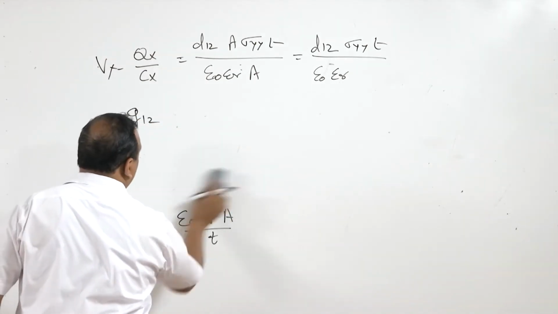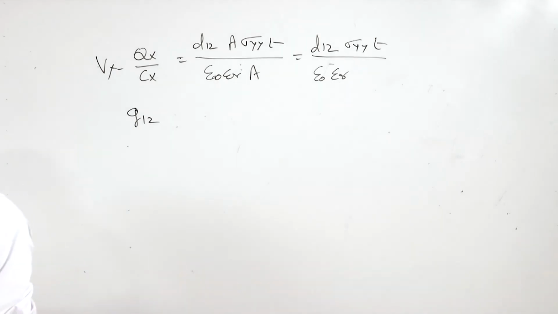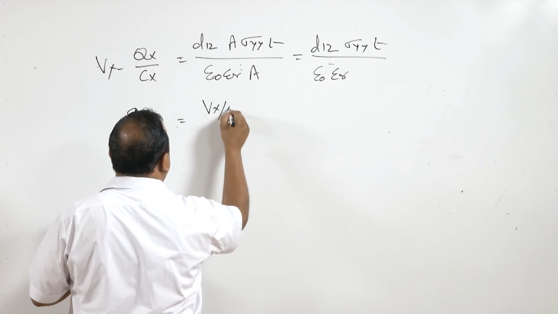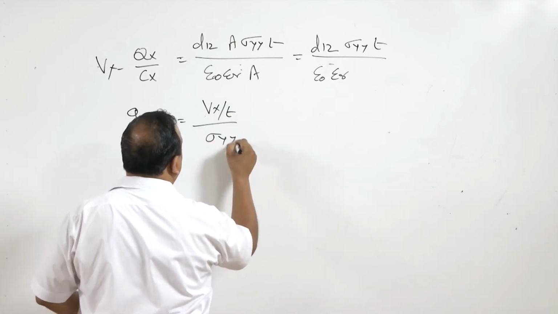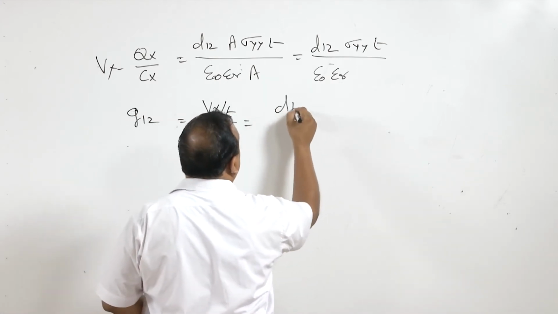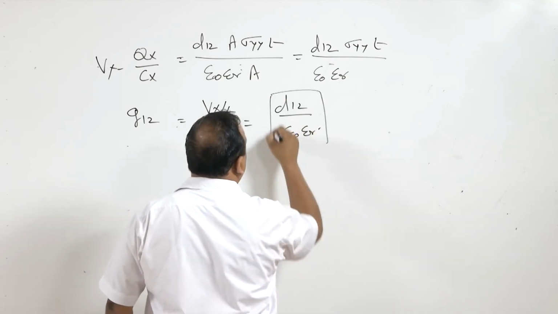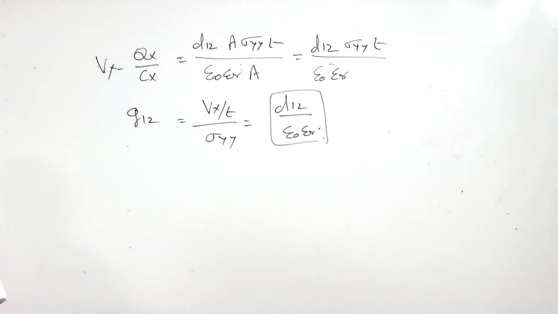Now, G12 is equal to Vx by T divided by sigma y and is equal to D12 divided by epsilon naught epsilon r. Right?